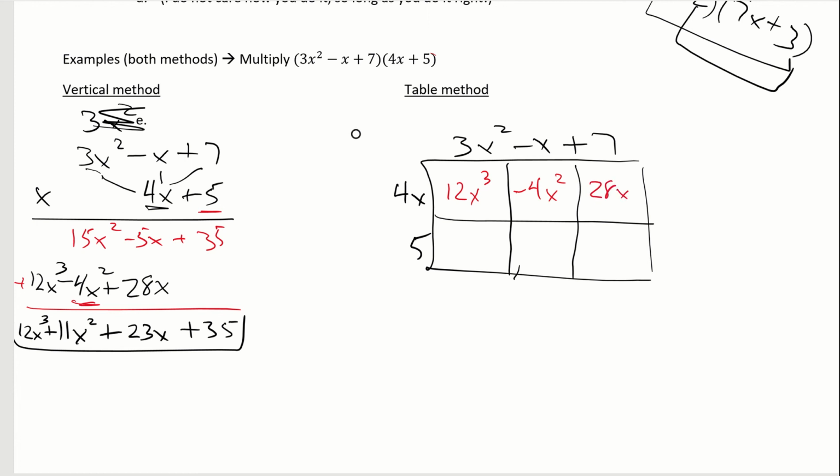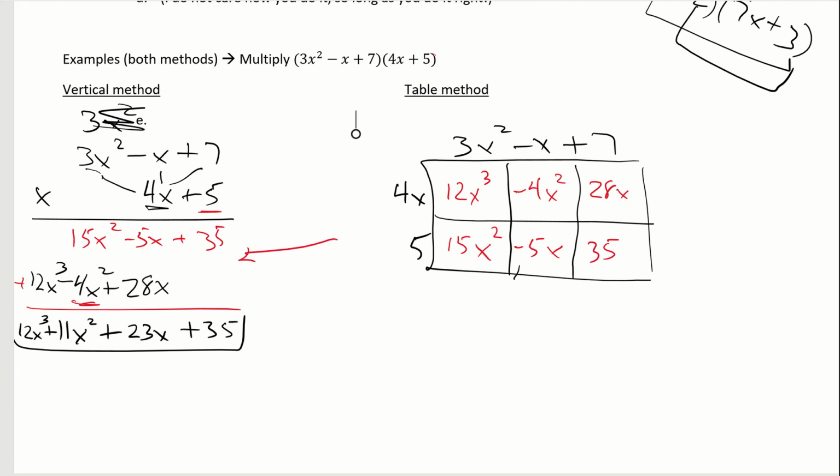You see how cleaner this is? 5 times 3 is 15, there's an x squared. 5 times negative 1 is negative 5, there's an x. And then we have 5 times 7 is 35. Okay, so we have all the terms in the table that we have over here collected in columns.